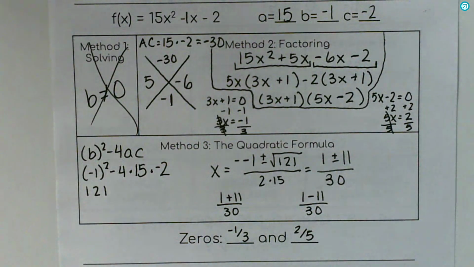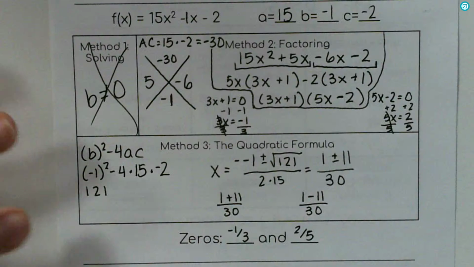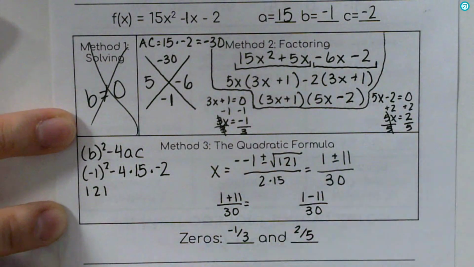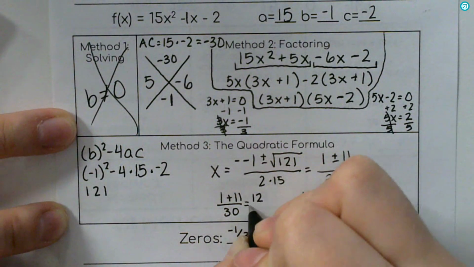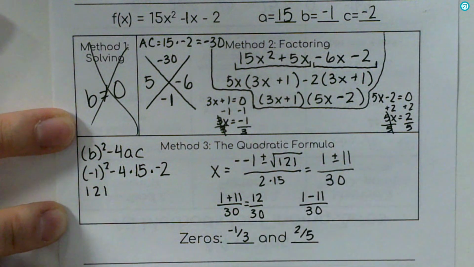Did I do something wrong? No, I didn't. I was just thinking of how they're going to reduce, and I'm like, this isn't going to match up. I think it's good. 1 plus 11 is 12. So then I have 12 over 30. What can I divide 12 and 30 both by?